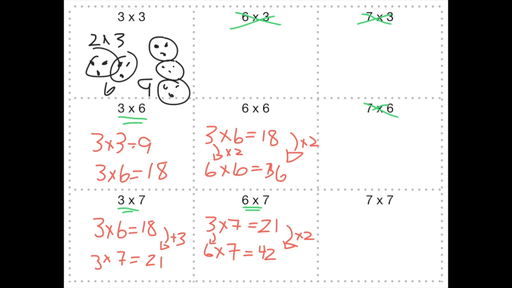Now students are definitely able to use what they know about 6 groups of 7 in order to practice 7 groups of 7. So here we would have to add 7 to 42. But students usually find that 7 times 7, for some reason, is really easy to remember.